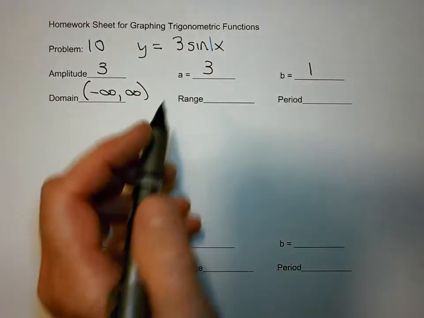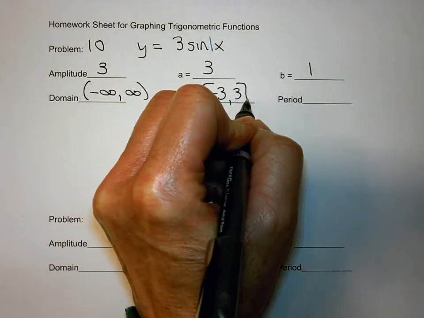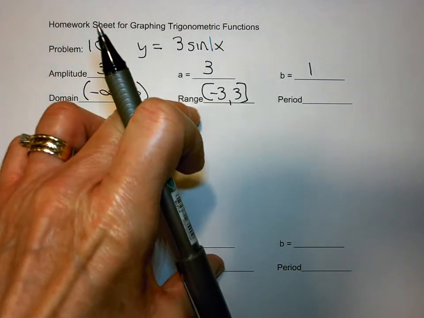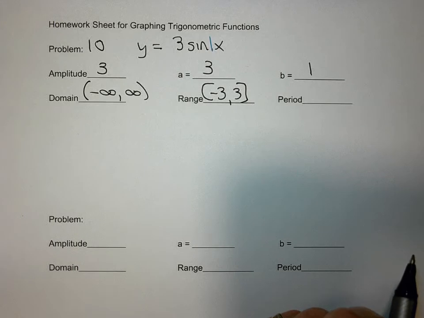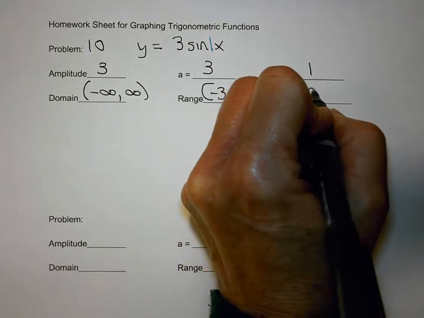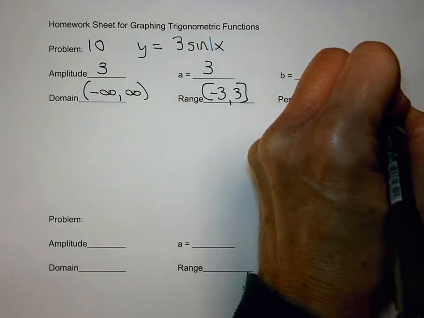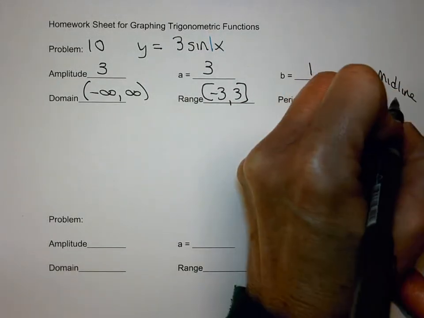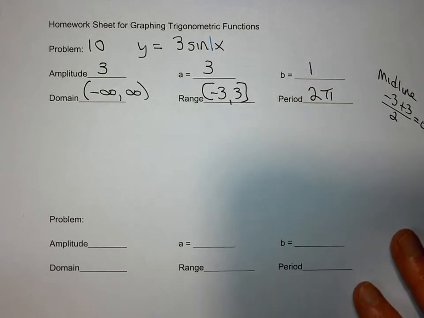All right, if you look at range, because of the 3, the range is negative 3 to 3, so your picture will be between 3 and negative 3, because that's the amplitude, so how far off from the horizontal line. And your period is always 2 pi over b, and since b is a 1, your period's going to be 2 pi. Okay, so your midline is going to be negative 3 plus 3 divided by 2, or at 0.